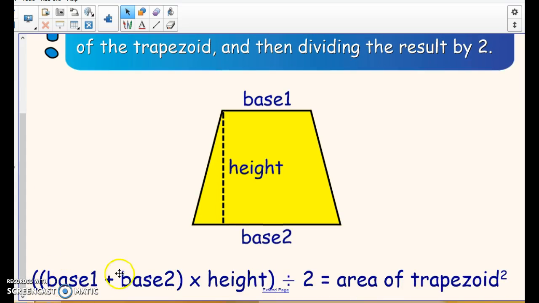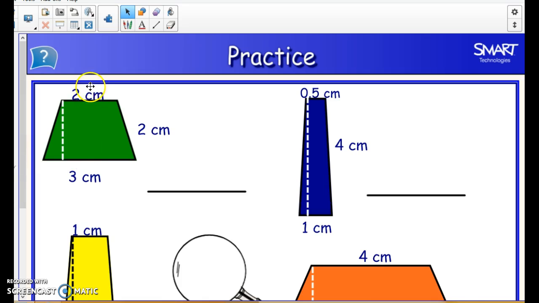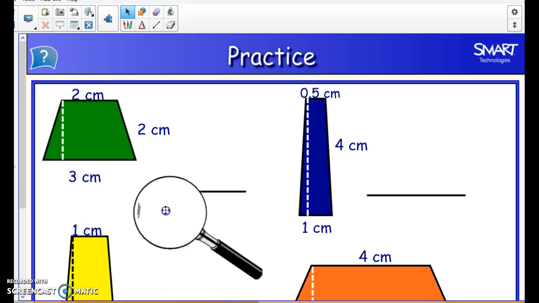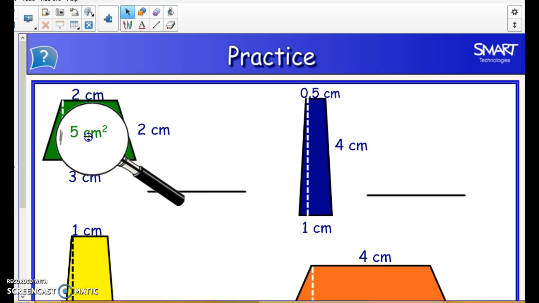So our base 1 plus our base 2 times our height, and then still divided by 2. And this one, it matters the order. So we have to divide by 2 at the end. It doesn't matter which one our base 1 is or which one our base 2 is, as long as they get added together. So something like this, I have my base 1, let's just say it's 2. My base 2, let's say it's 3. 2 plus 3 is 5. 5 times 2 is 10. And I'm going to divide that by 2, which should give me 5 centimeters squared.